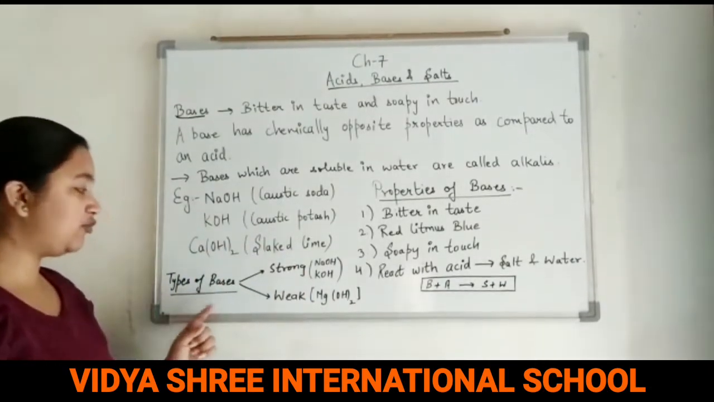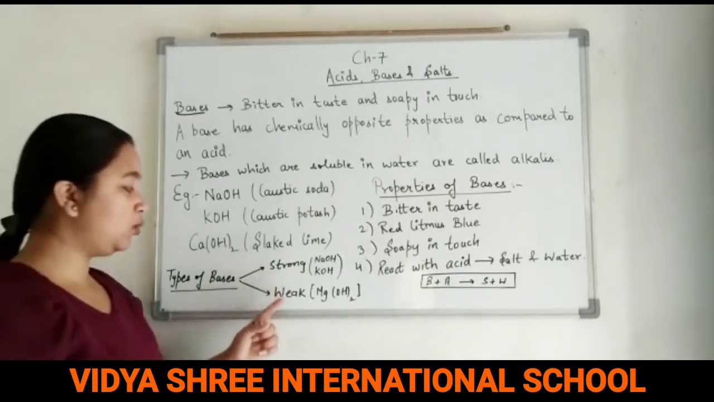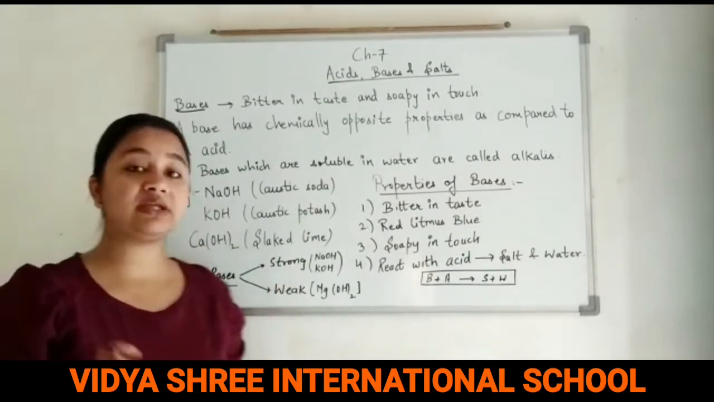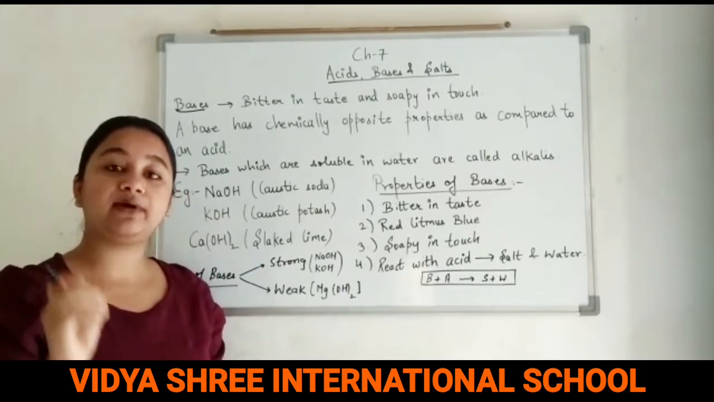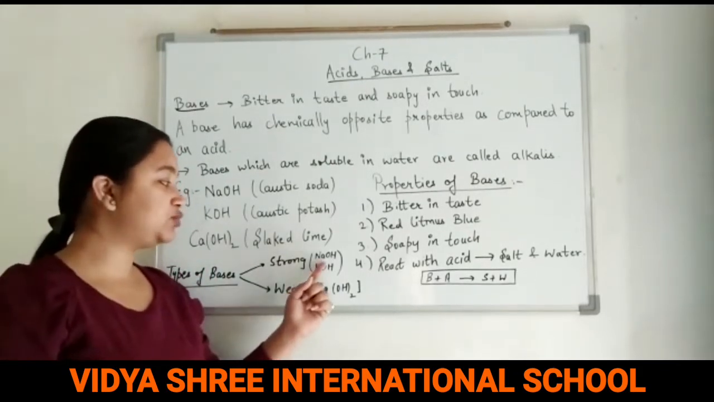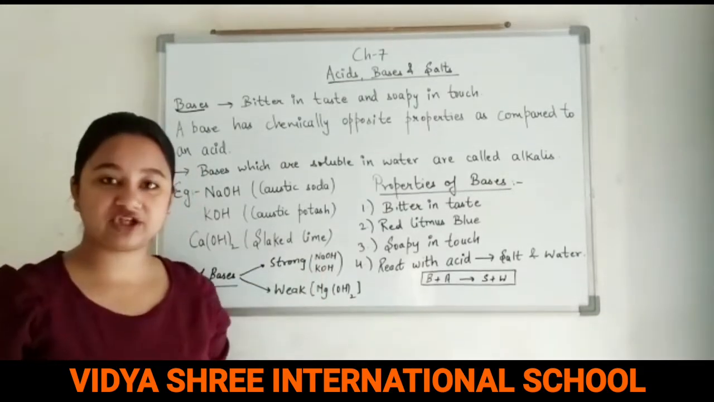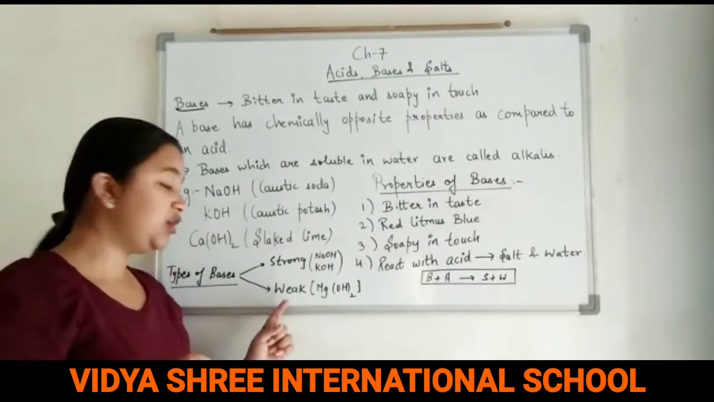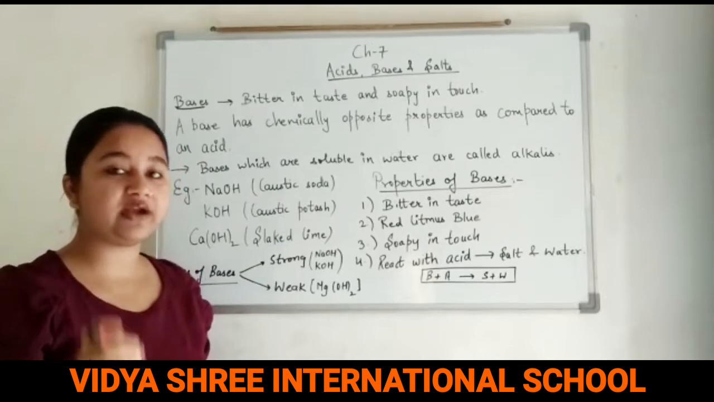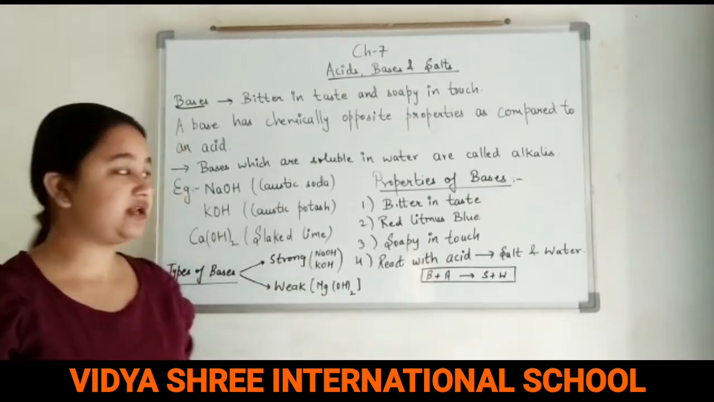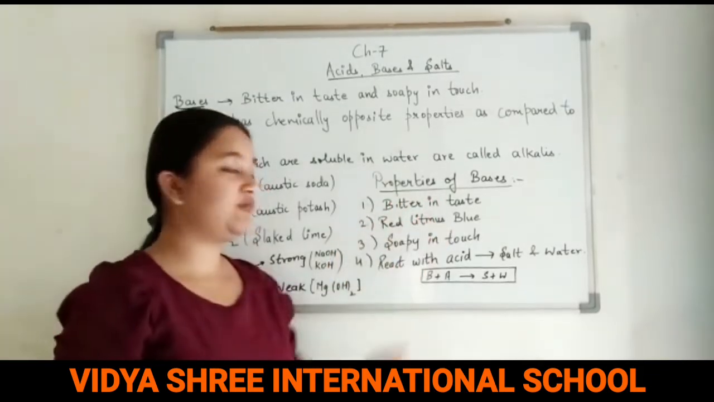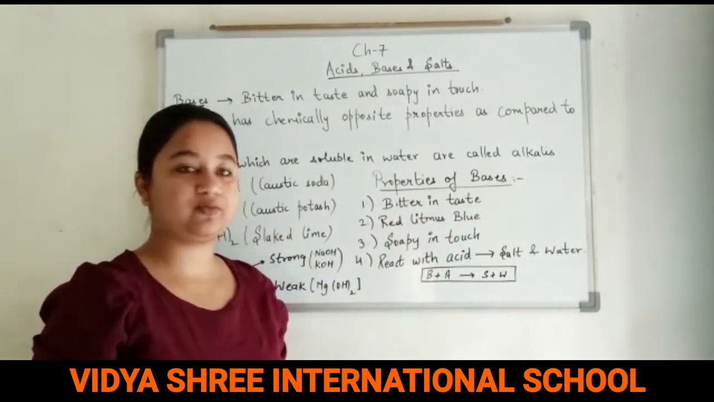Now there are two types of bases. One is strong, one is weak. Strong bases are those bases which are corrosive in nature and can burn your skin. For example, sodium hydroxide and potassium hydroxide. Whereas weak bases are non-corrosive and can't burn your skin. For example, magnesium hydroxide. Coming to the properties of bases, there are four properties of bases.